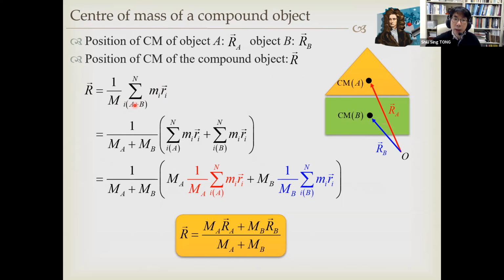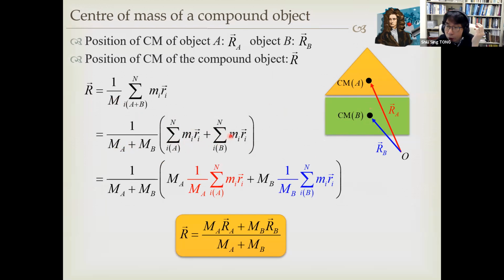But this is a summation only, and a summation can always be decomposed. Because we sum over object A and then we sum over object B, it can be separated into two terms. The first term contains a summation over object A, and the second term contains a summation over object B. And the total mass of the system is the mass of A plus the mass of B, because we now have two objects.